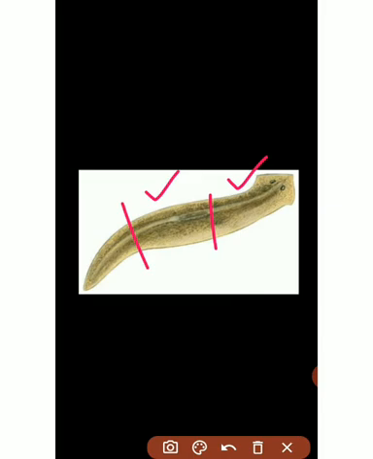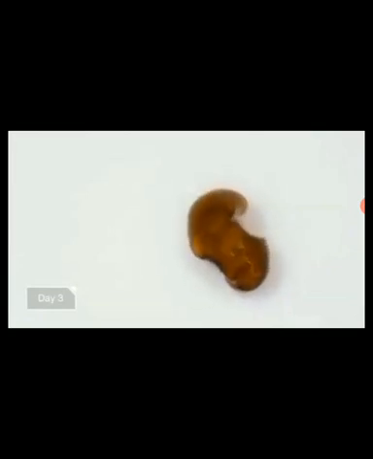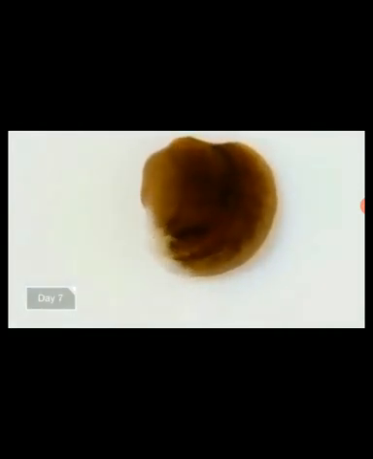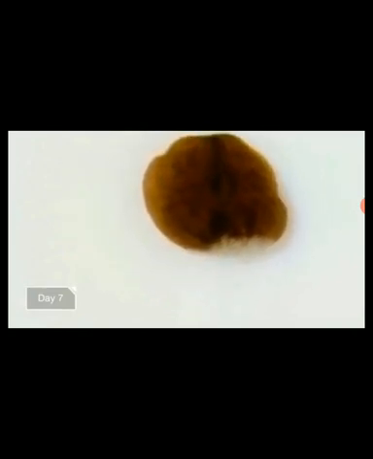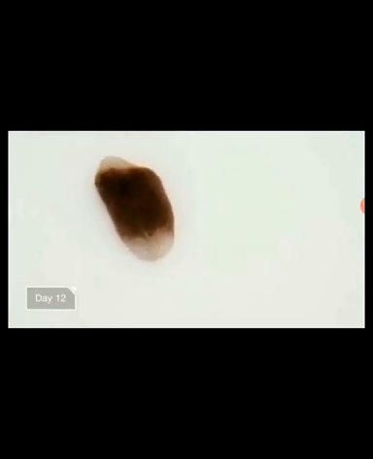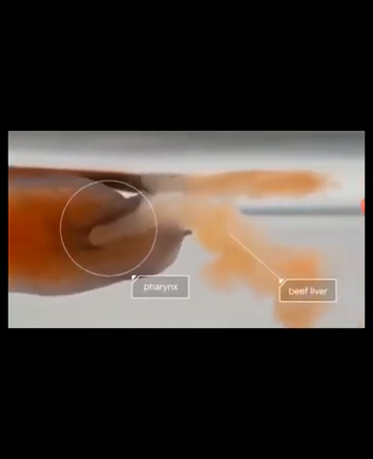Now let's see how the planaria regenerates. First, it has been cut into many pieces. At last, planaria is grown completely.